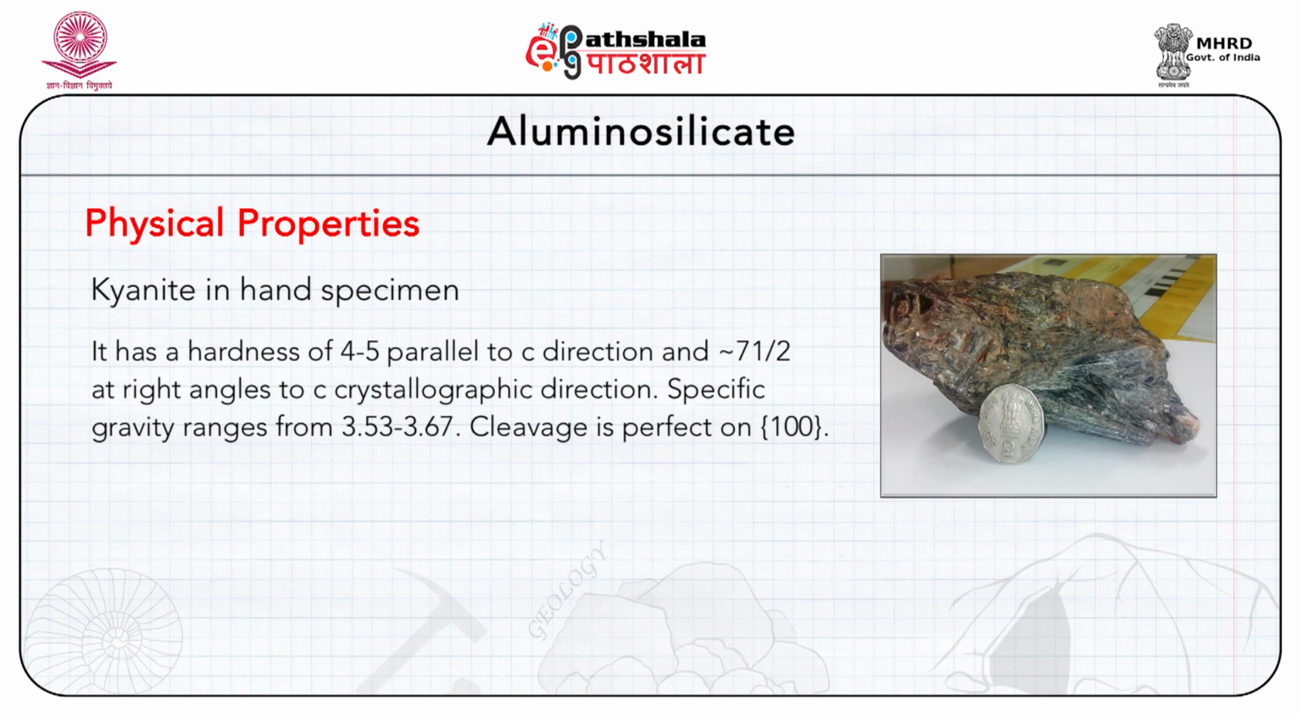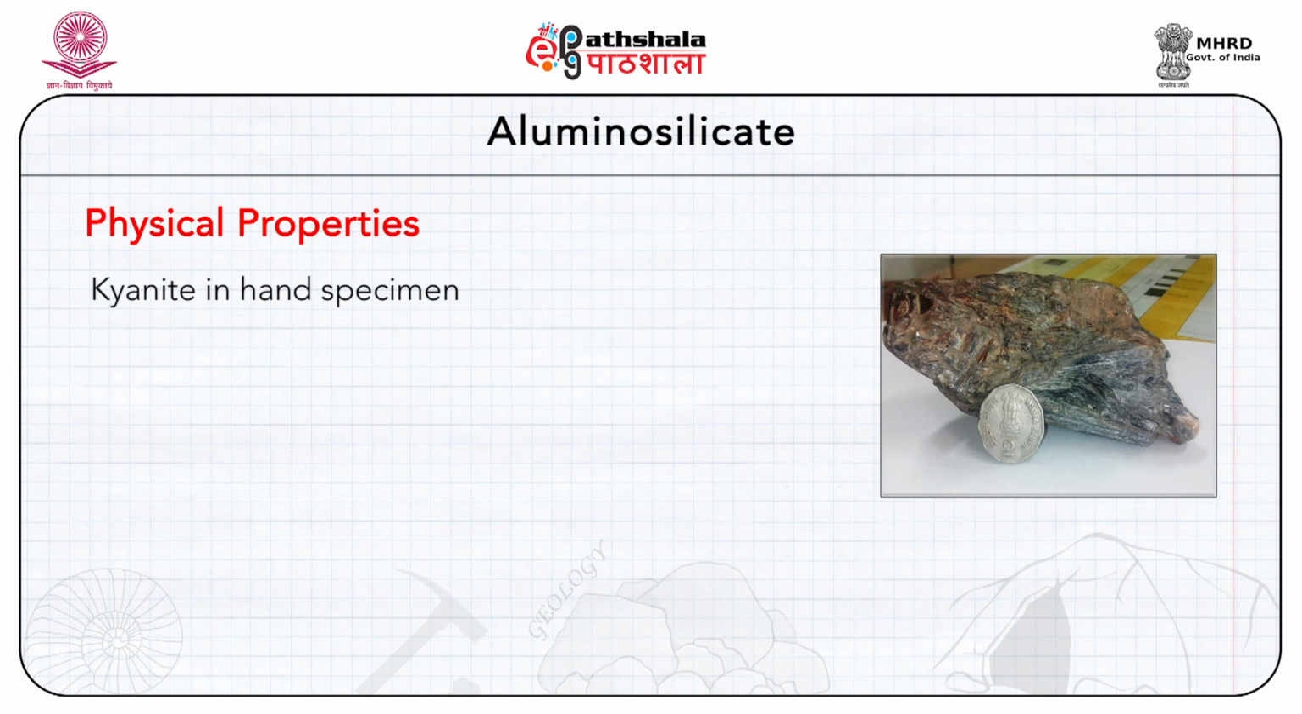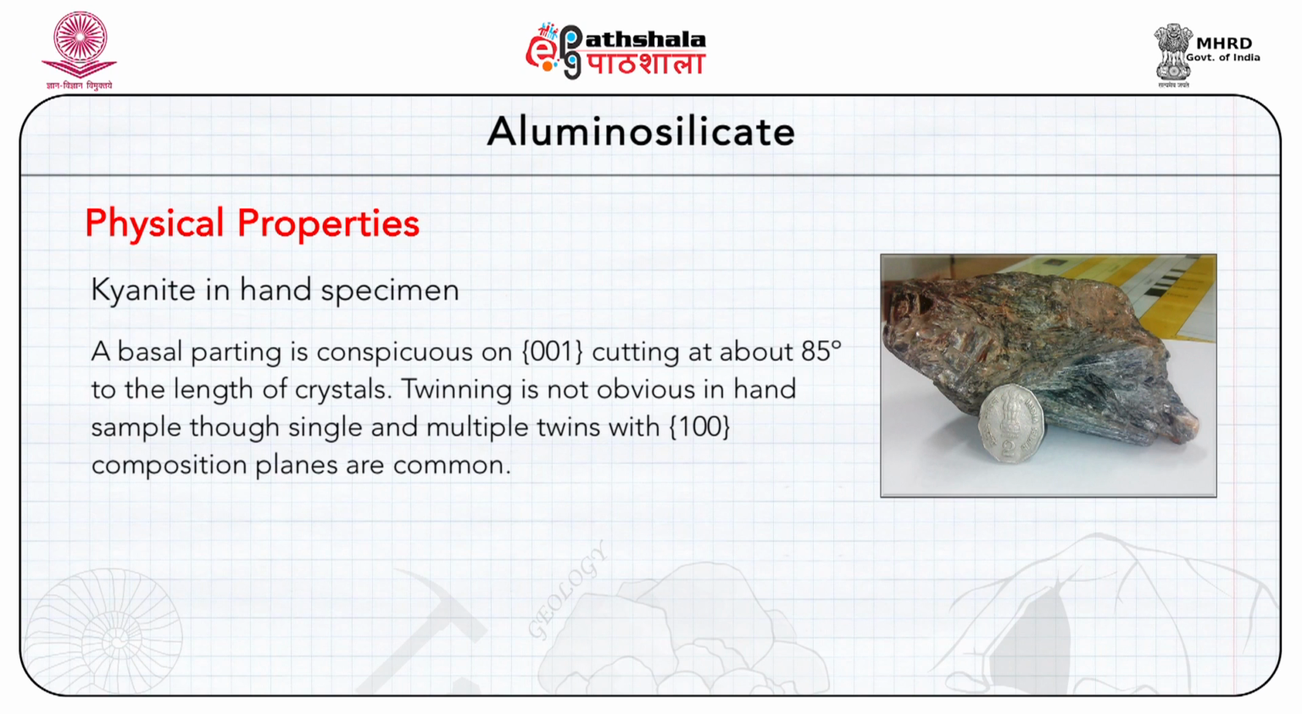Specific gravity ranges from 3.53 to 3.67. Cleavage is perfect on the 100 face. Cleavage fragments are usually splintery. Splintery fractures are common and crystals are of brittle nature. A basal parting is conspicuous on the 001 face, cutting at about 85 degrees to the length of crystals.